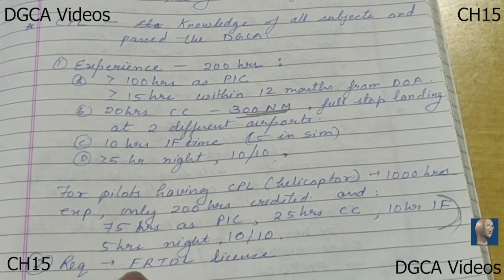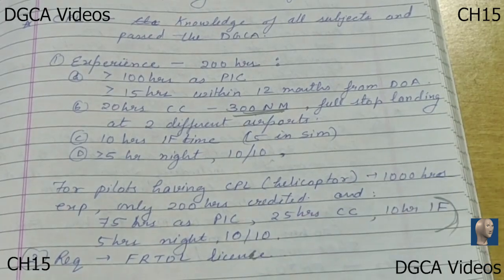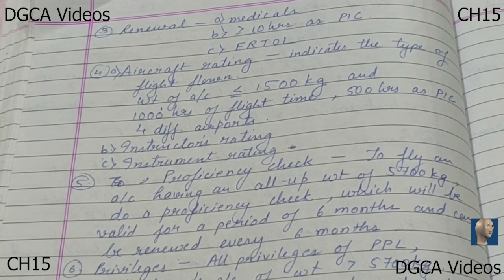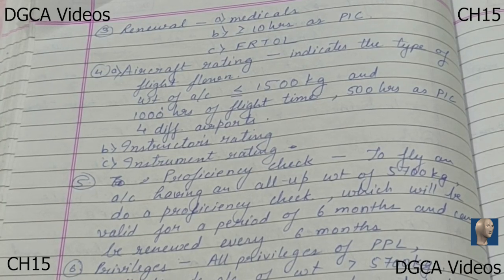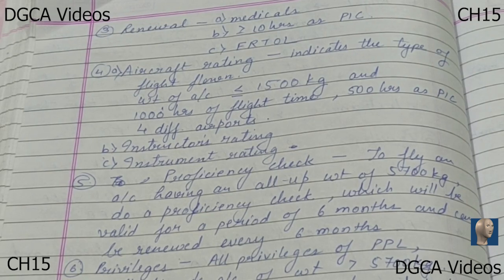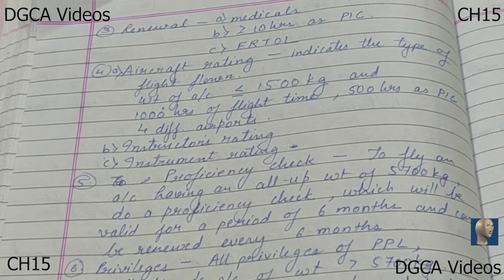Of course, other requirements include the FRTOL license. About the skills, you have to give certain flying tests at day and night, and also considering cross-country flight, 1 day cross-country flight, not less than 250 nautical miles, and full stop landing has to be shown. And apart from that, night flying also has to be done with, again, not less than 150 nautical miles.